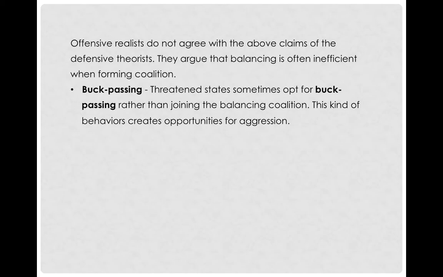But the offensive realists do not subscribe to the above arguments. They argue that balancing is often inefficient when forming a coalition, and because of which threatened states sometimes opt for buck passing rather than joining the balancing coalition. This kind of behavior creates opportunities for aggression.